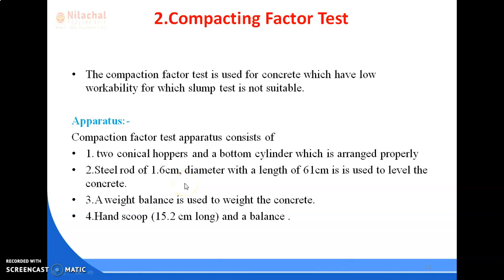Hello everyone. In today's lecture again we will continue the chapter 4. So in previous lecture already we have discussed what is fresh concrete, then different properties of fresh concrete, also different factors which affect workability and measurement of workability, or how we can measure the workability of fresh concrete.